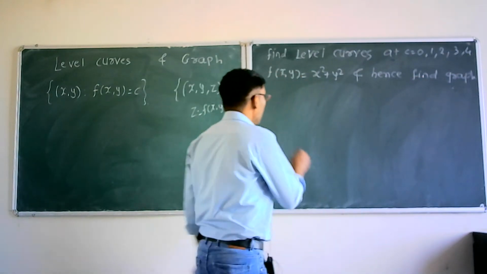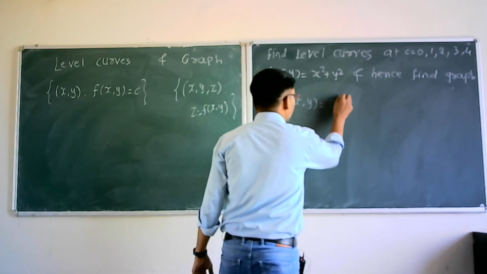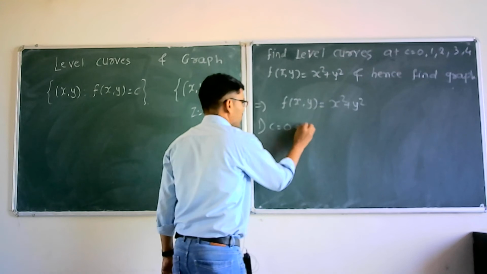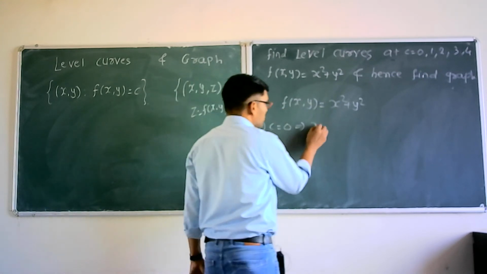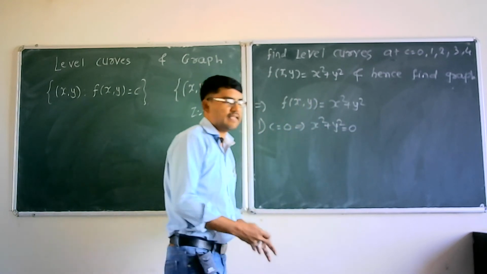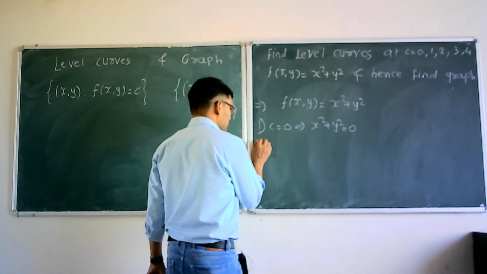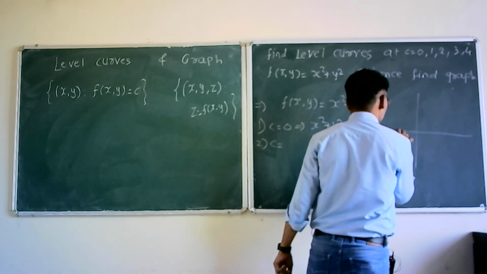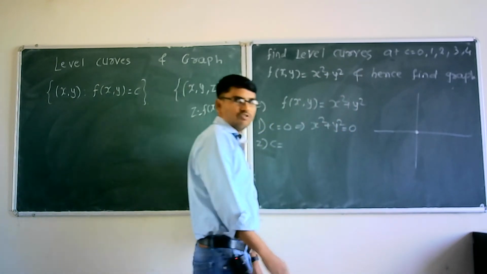So here, what is f of x, y? f of x, y is equal to x square plus y square. So what is the first level curve? c is equal to 0. If you put c is equal to 0, you put the value of f of x, y equal to c, you will get x square plus y square is equal to 0. All of you know that this is an equation of a circle having radius 0, center at the origin. Okay, this is a point circle only.